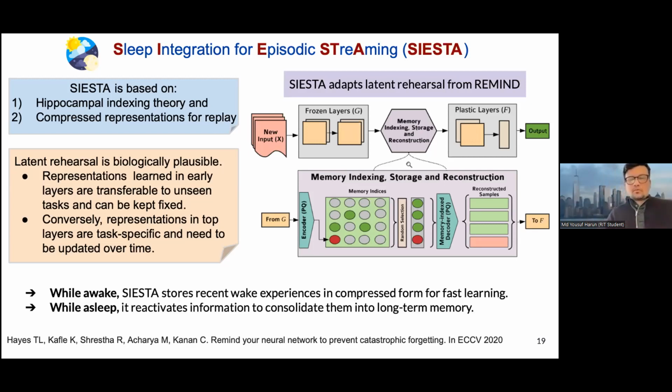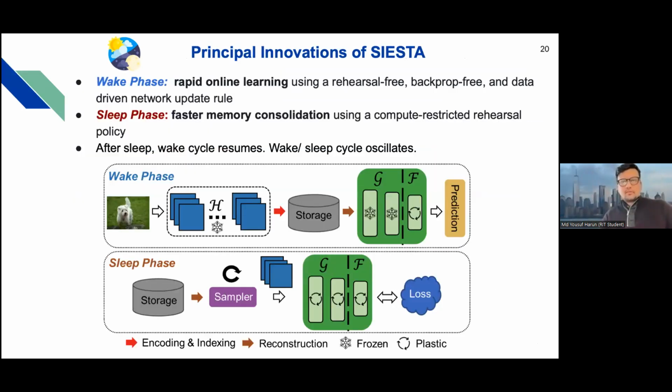So then we also incorporate sleep and wake phases. During wake, SIESTA stores these recent wake experiences in compressed form for fast learning, and then during the sleep phase, it reactivates or reconstructs this wake experience to consolidate during sleep. I'll describe this in detail.